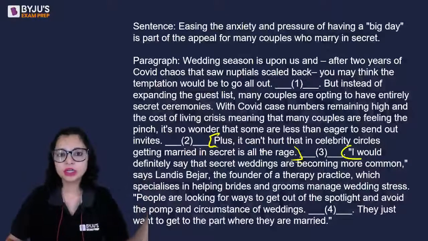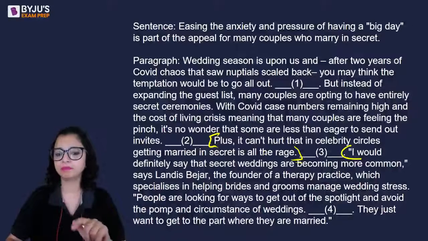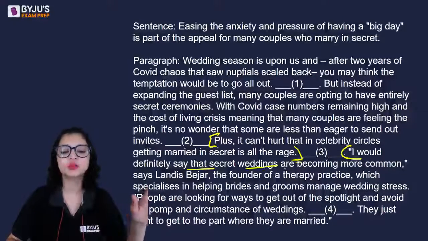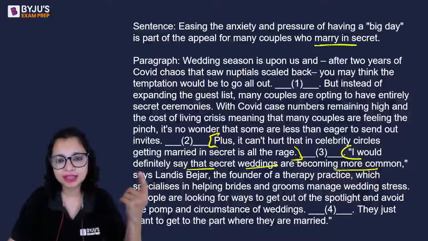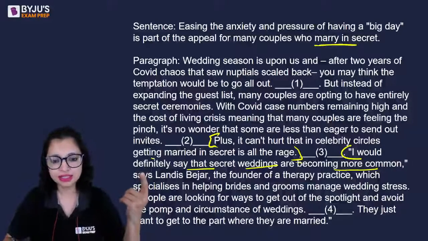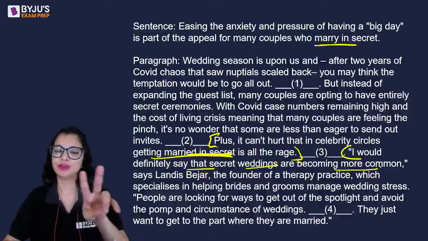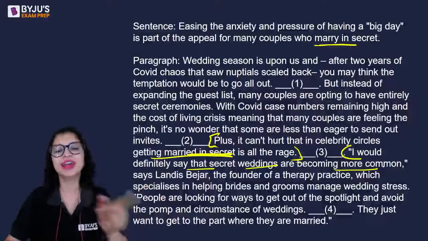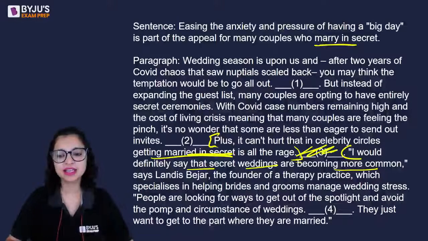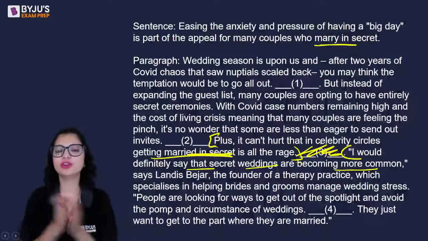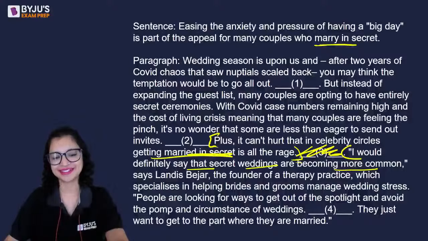So it doesn't hurt them to choose a low-key wedding because everybody in the celebrity circle is doing the same. I would definitely say that the secret weddings are becoming more common. It continues more common because people are deciding to marry in secret. Celebrities are deciding to marry in secret. It's becoming common in the next statement. You have two examples in the previous statements and you have a conclusion. It's becoming common. That means this is an eliminated one. There is no discrepancy here. We found a correct answer.